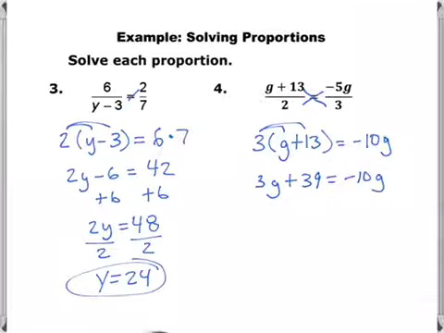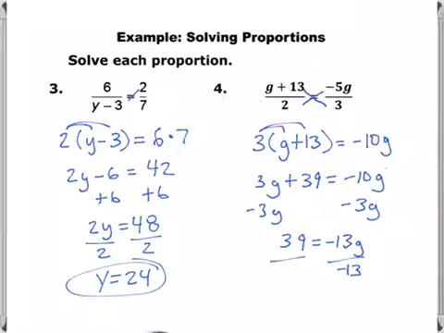Now I'm going to get my g's on one side of the equation, so I'll subtract 3g from both sides. I end up with 39 equals negative 13g. I'll then divide by negative 13, and I get g equals negative 3.